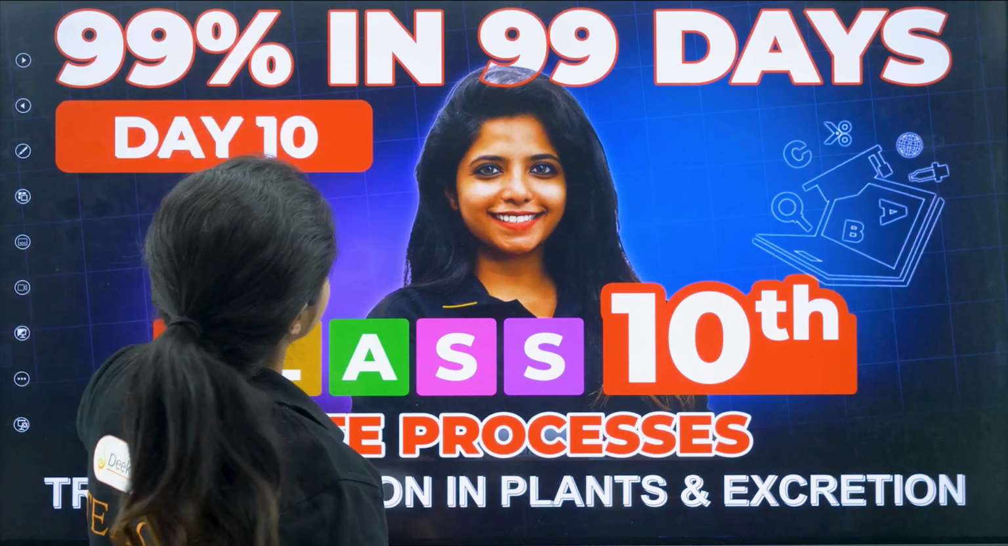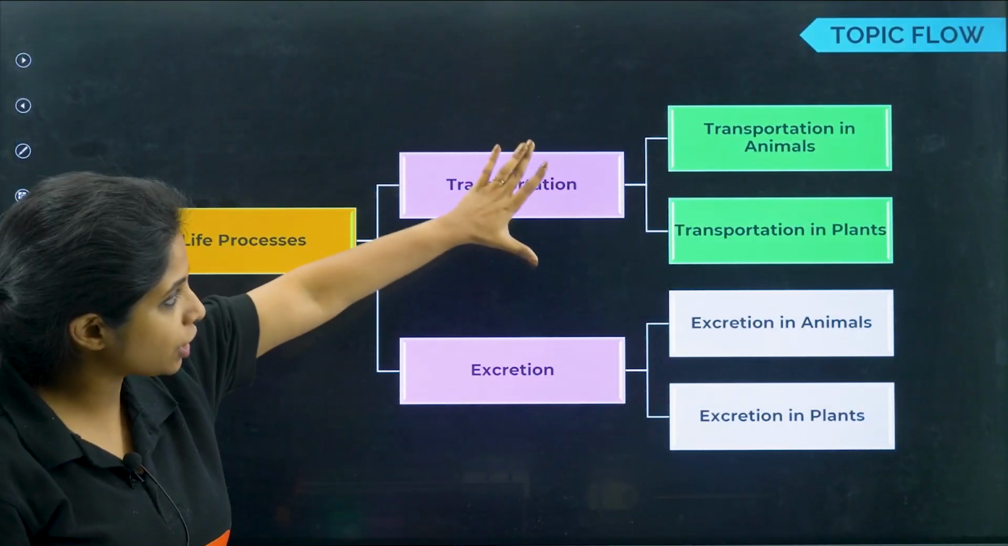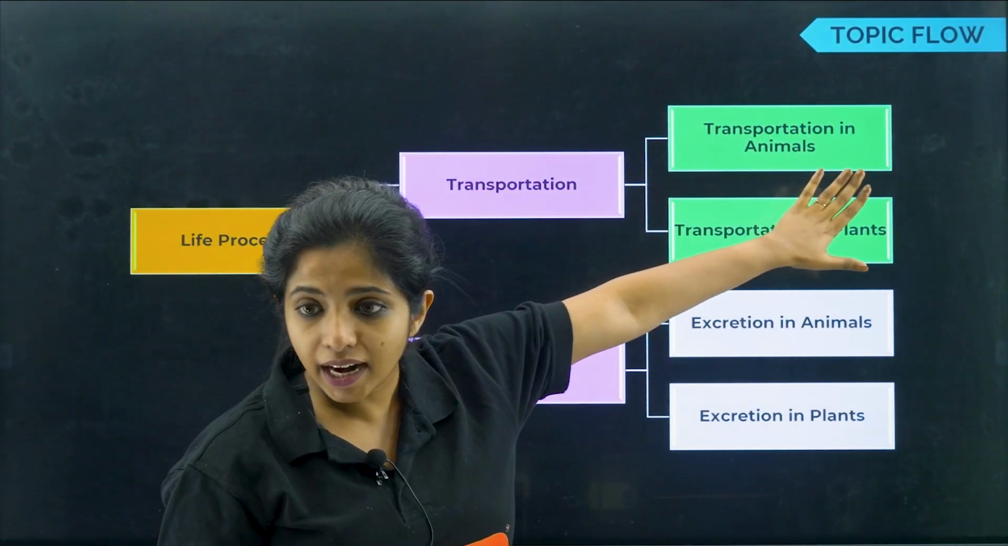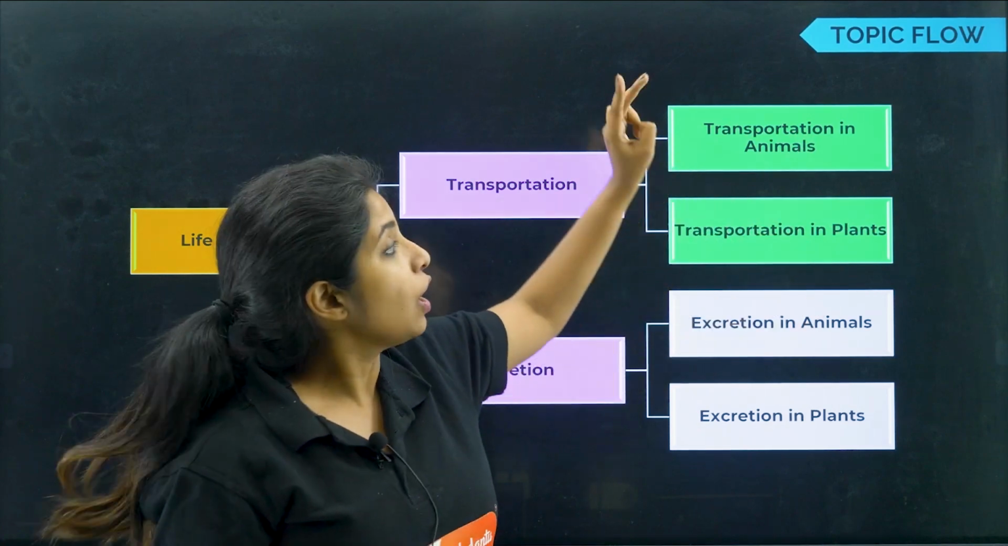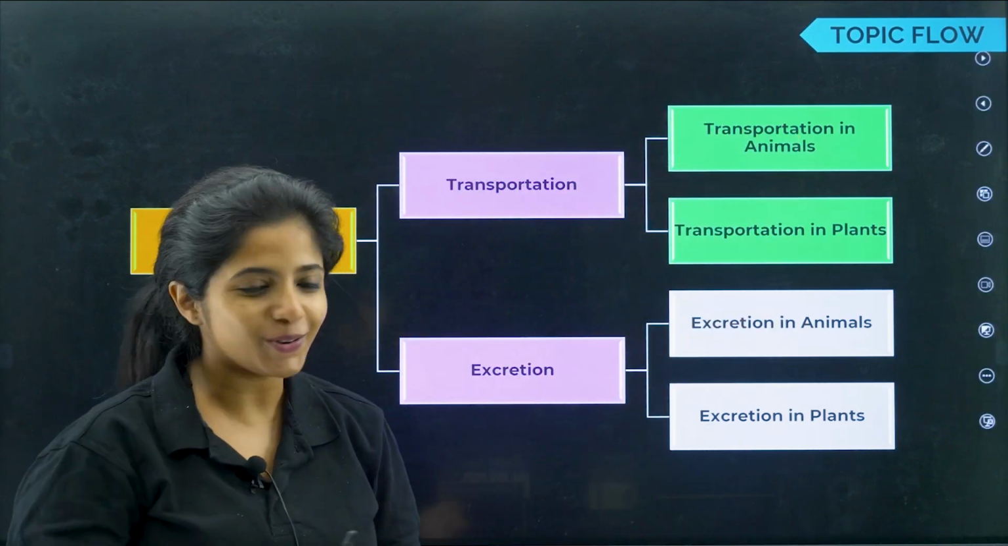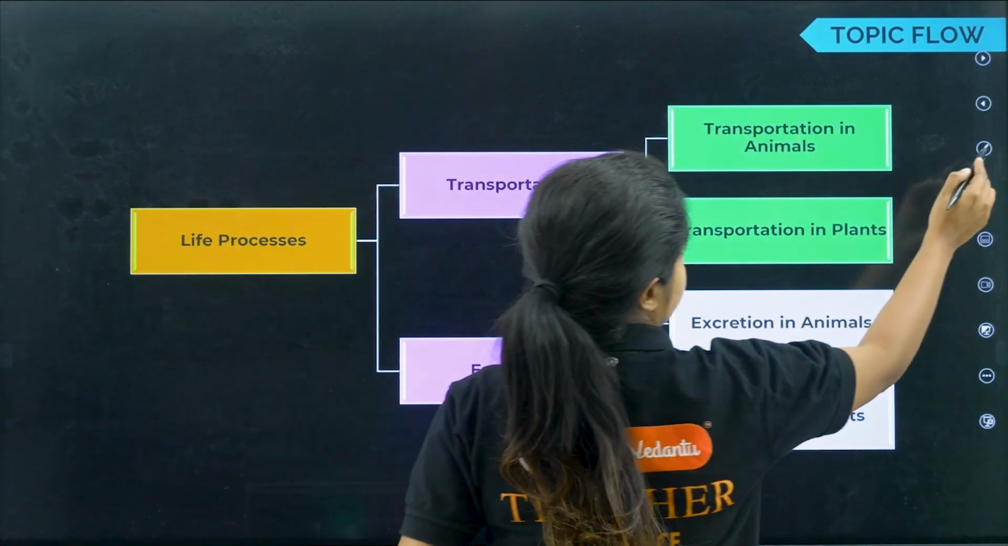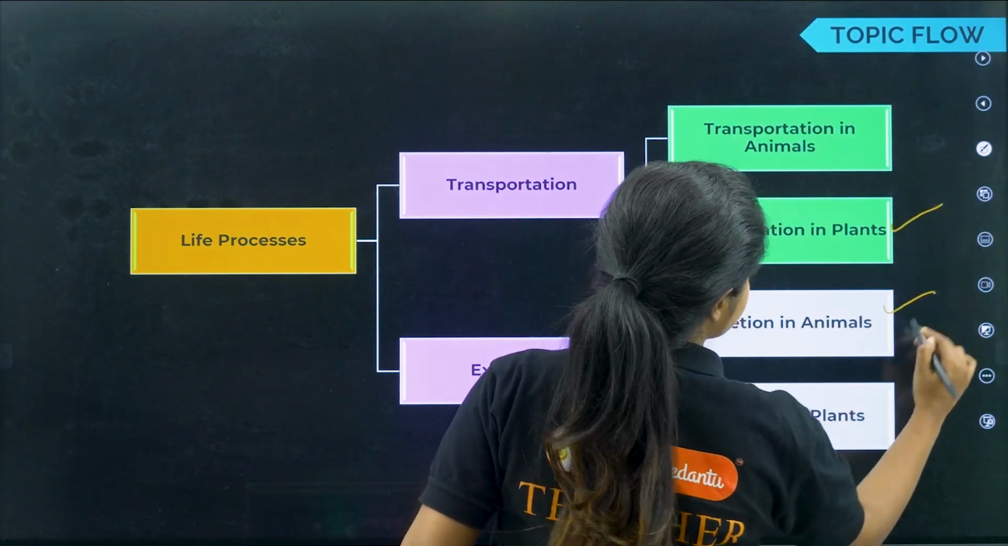So transportation can be divided into two: transportation in animals and transportation in plants. We are already done with this. So happily presenting you the topic for the day, which is this and this.